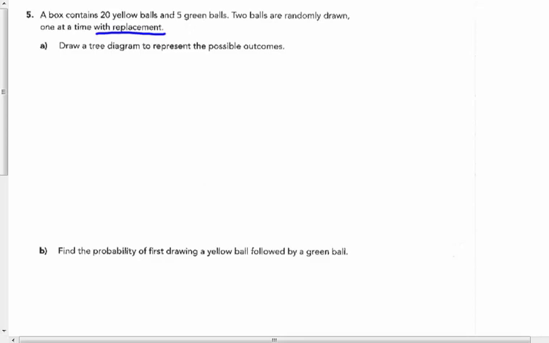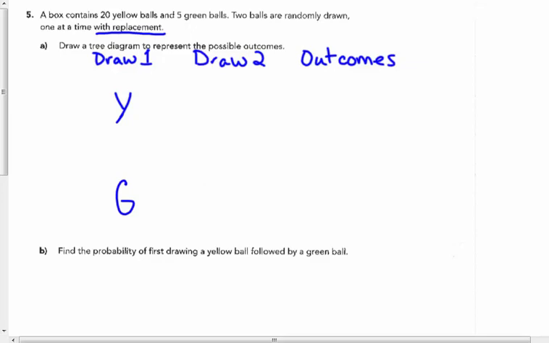So I got to have my headings. So we are drawing them, so I'm going to say draw 1 or first pick or first choice. Draw 1, draw 2, putting my heading columns on first because everybody always forgets those, and outcomes. So what are my choices, yellow or green? Separate them apart because you're going to want to draw the branches in. So I can get a yellow or a green. Yellow has 20 out of 25 possibilities, and green only has 5 out of 25.